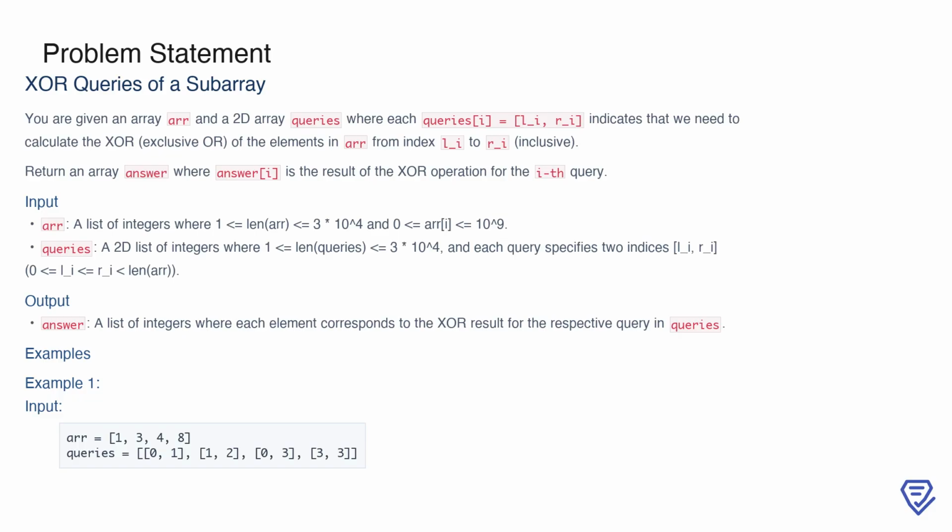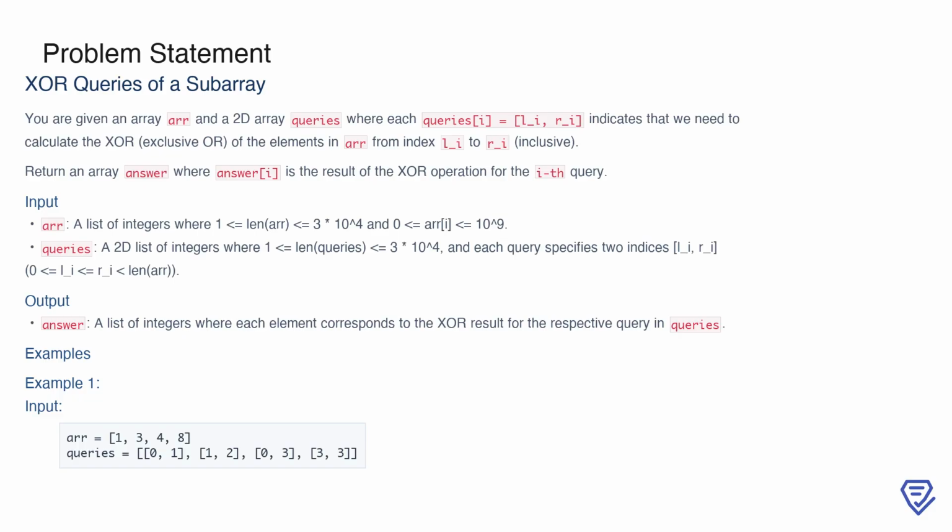For example, if ARR contains integers and you are provided with a query like 1, 3, it means you need to compute the XOR of all elements from index 1 to index 3 in ARR. The problem guarantees that the input sizes for ARR and queries can go up to 30,000, so efficiency is an important factor to consider. Now, let's explore some specific examples to better understand the input, output, and expected behavior of the solution.